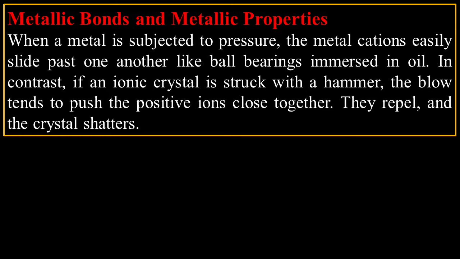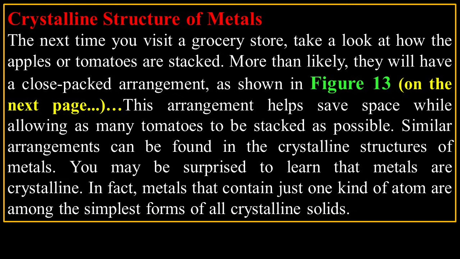When a metal is subject to pressure, the metal cations easily slide past one another like ball bearings immersed in oil. In contrast, if an ionic crystal is struck with a hammer, the blow tends to push the positive ions close together. They repel, and the crystal shatters. So interestingly enough, even the shattering has to do with electricity, so to speak.